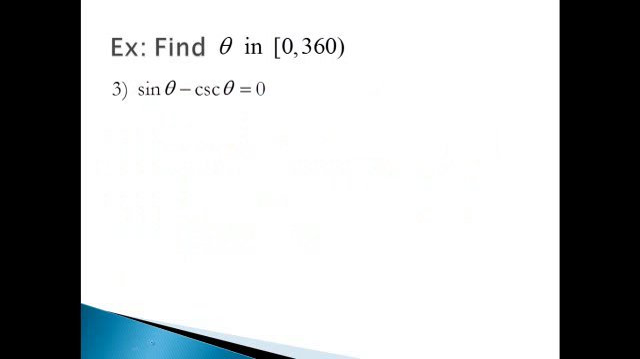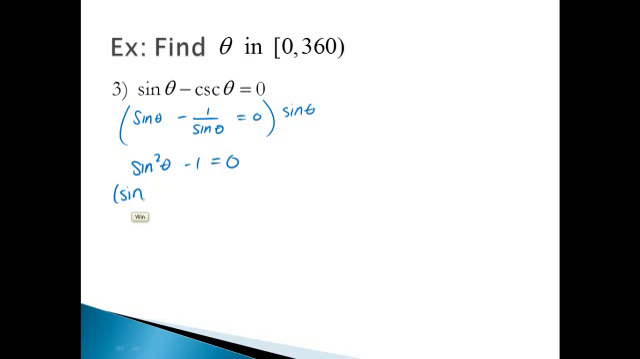Okay, so similarly to how we did question number 1 with the cosine and the secant, we'll use the same idea here. We can write cosecant as 1 over sine theta, and then we can multiply everything by sine theta, giving us sine squared theta minus 1 equal to 0. And then from here, this factors. Difference of two squares: sine theta plus 1, sine theta minus 1.